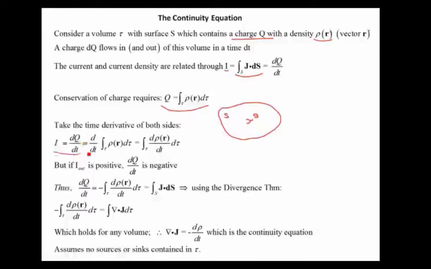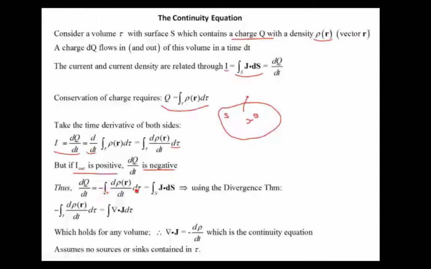We just take the derivative of the integral right here and place the differential inside the integrand, so we have d rho dt times the volume, and integrating that over the volume. Realize that if I is positive, so if you have current flowing out, then the total charge inside, and we consider that positive charge, will be less than 0. So we're going to put the minus sign here, so we just rewrite dq dt now with the minus sign.